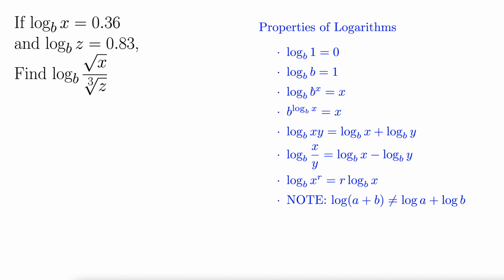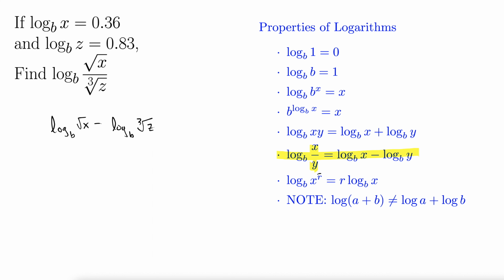Well, right here, it tells us that dividing inside a logarithm turns into subtracting outside of a logarithm. So let's go ahead and do that. So what we really have is log base b of the square root of x minus log base b of the cubed root of z.